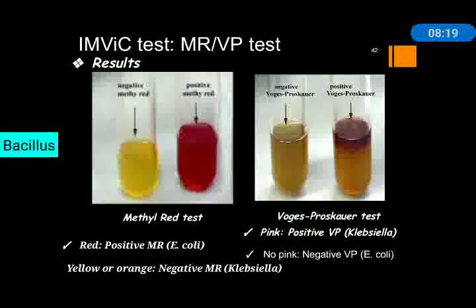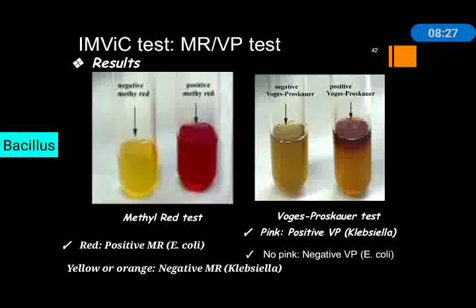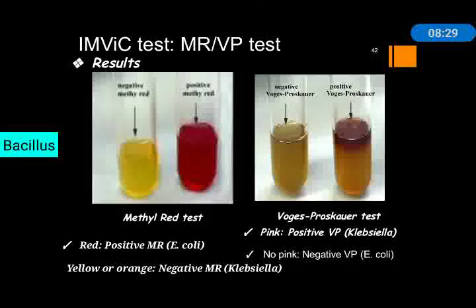These are the results of the MR test. You can see the negative test in a yellow broth and the positive test in a stable red color. The positive test is seen for E. coli. In the Voges-Proskauer test, a pink color is a positive test for Klebsiella and E. coli.